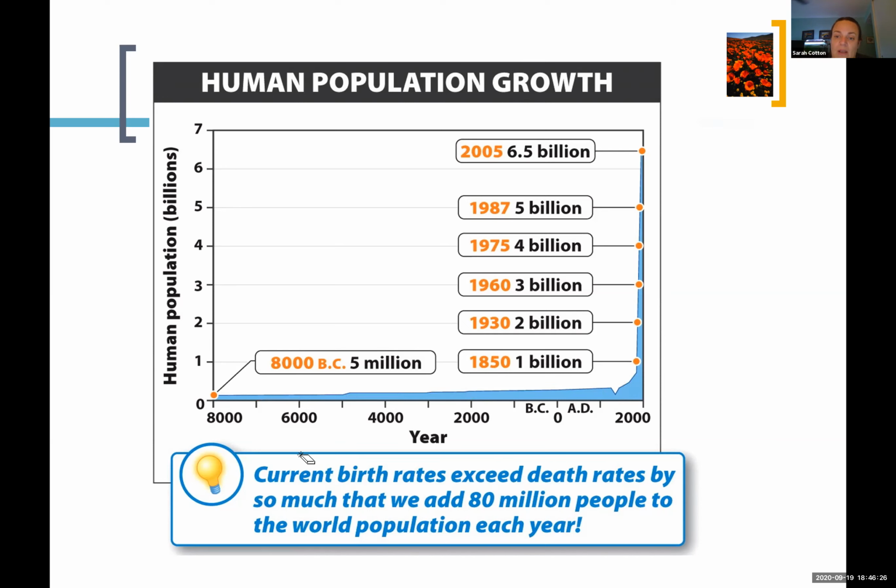Black Plague. And then what started happening around here, right? That's when we started getting real smart. We were smart before, but this is when the Industrial Revolution happened, right? This is when advances in medicine happened. This is when advances in sanitation happened.